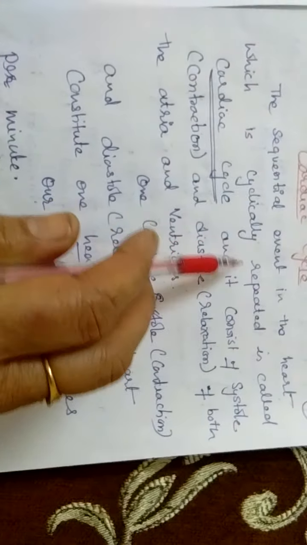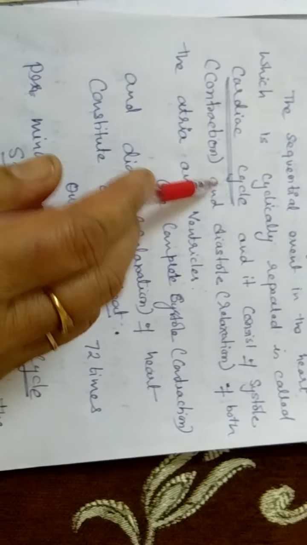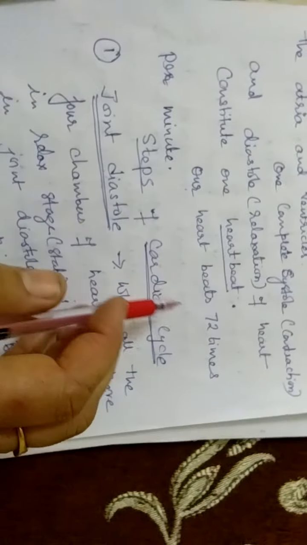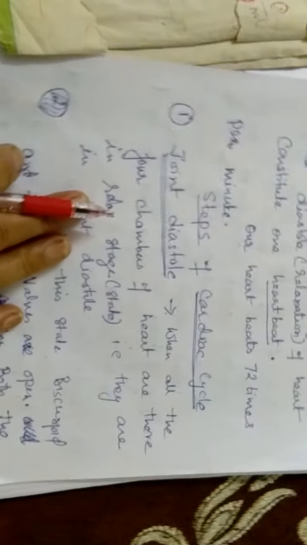The sequential events in the heart which are cyclically repeated are called the cardiac cycle. One complete contraction and relaxation is a heartbeat. Our heart contracts 72 times per minute.